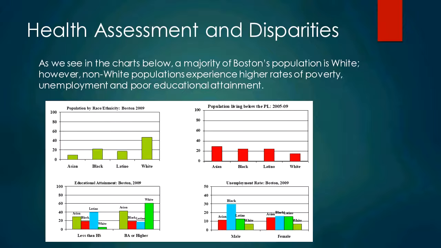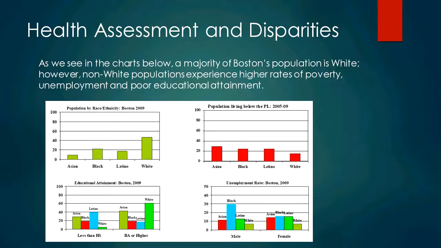Let's just talk a little bit about, I've mentioned the concept of disparities a couple times now and this idea of health equity, but what I wanted to do is actually show some data that really brings this to life. When we look at these four graphs here, there are a couple things that should jump out. In this first graph, population by race and ethnicity, this is data from Boston from 2009. We see that in Boston, whites comprise just over 40% of the population.